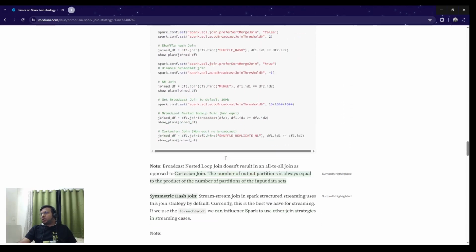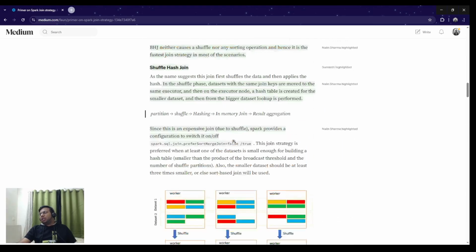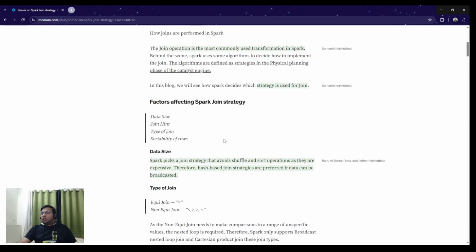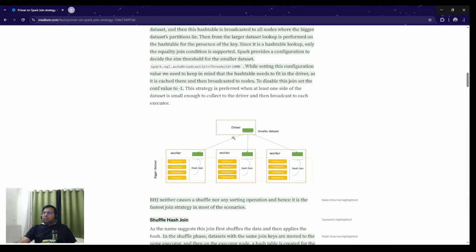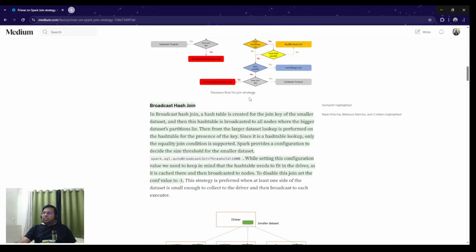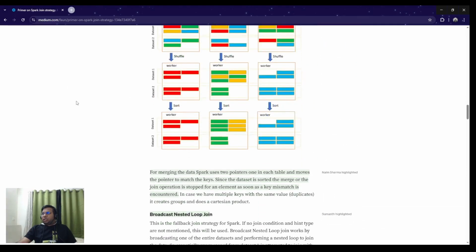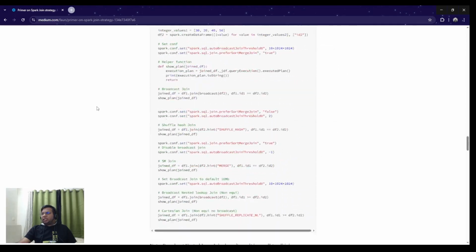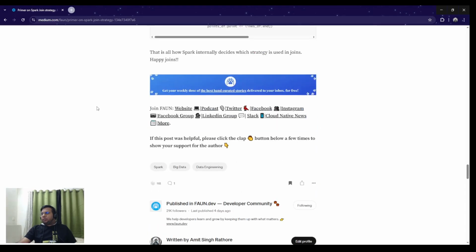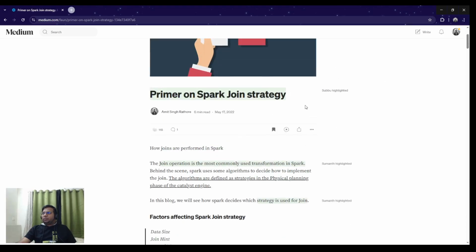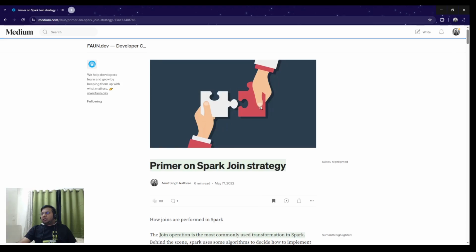there are caveats to understand. But this blog briefly talks about all those join types and how Spark chooses one join strategy. So in the next blog, I will try to collect all the conditions. I have written another blog which says what are the conditions in which a broadcast will not happen. So I will try to collect that and then show you. So this was it. Go ahead and read this blog as well if you want to refresh your memory.